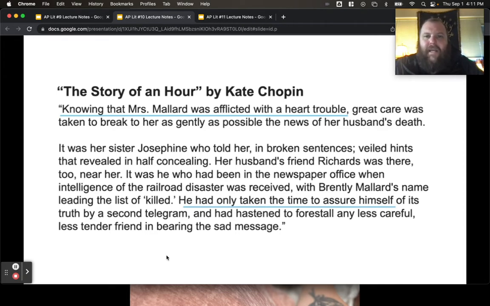The Story of an Hour by Kate Chopin. Knowing that Mrs. Mallard was afflicted by a heart trouble, great care was taken to break to her as gently as possible the news of her husband's death.